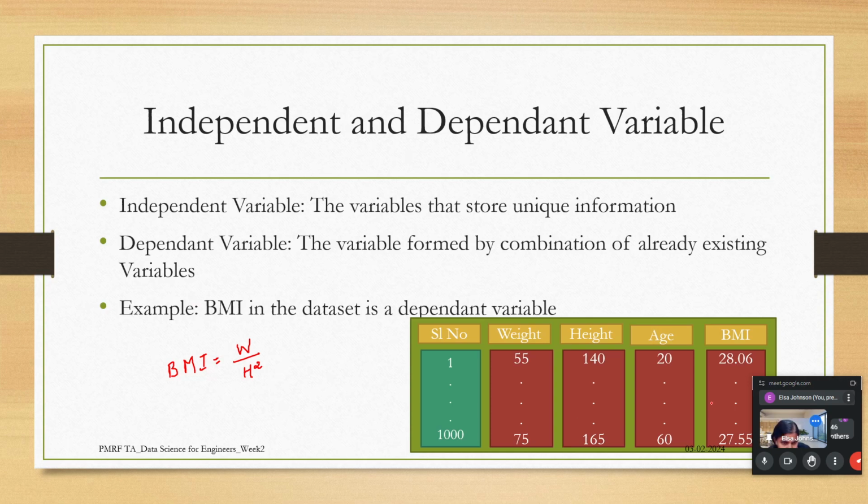So with that relation of BMI with height and weight, I have formed a new column. Okay, so this column is having some relation with weight and height columns. That's why we can say that BMI here is a dependent variable, because it's a variable formed by combination of already existing variables. Now let's move on to the next one.